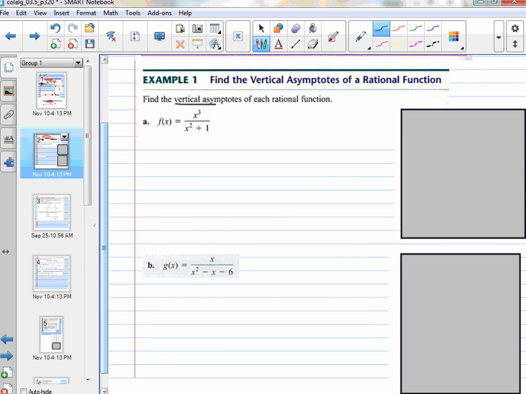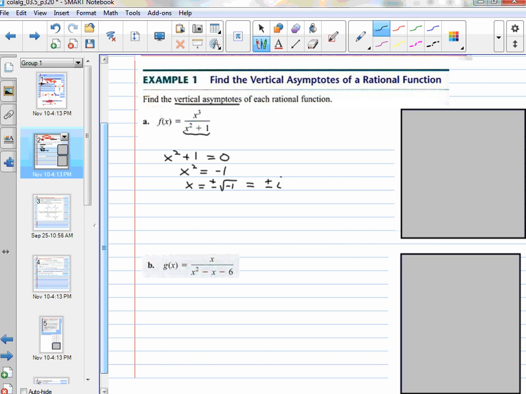So we are going to find the vertical asymptotes of these functions. I look at the denominator, and I say, what makes x squared plus 1 equal 0? Subtract 1: x squared equals negative 1. Plus or minus the square root. What is the square root of negative 1?